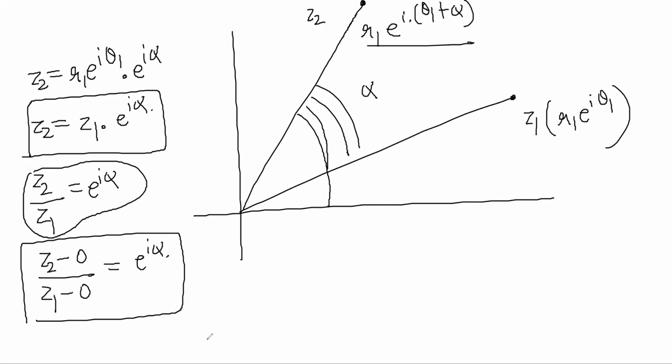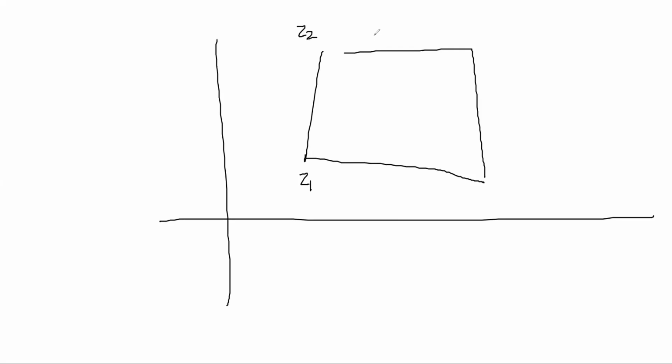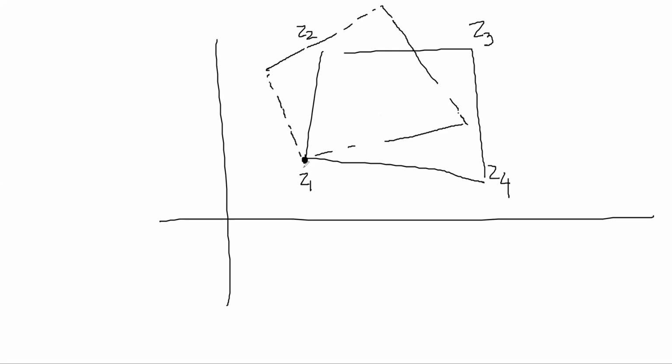However, if you wanted to rotate about some other point, let's say we have a figure like this, Z1, Z2, Z3, Z4. And I want to rotate this trapezium or whatever figure about the vertex Z1 by an angle of 30 degrees in the anti-clockwise direction. So it will look something different now, but I am rotating about Z1, right?